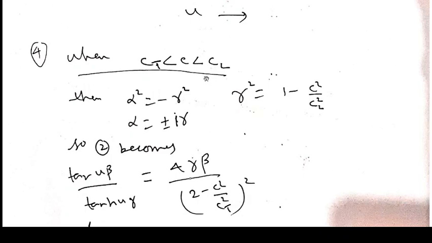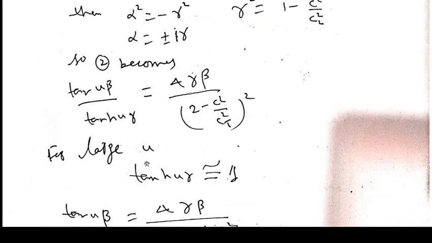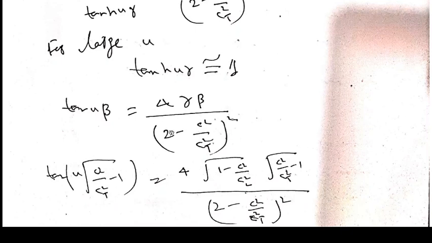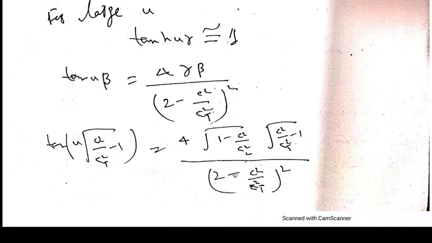Why? Because alpha contains C by CL, which is less than 1, and beta contains C by CT, which is greater than 1. So no effect on beta, and one radical is imaginary, so we can write this as alpha. For alpha, use this in equation number 2. We have this. As for large u, we can write this approximately equal to 1, and when you use the beta value of u, beta gamma, you can have this.